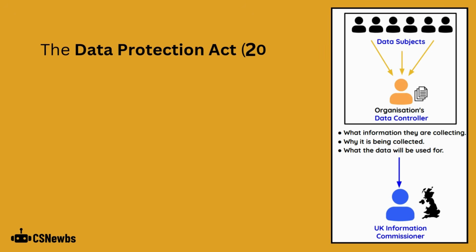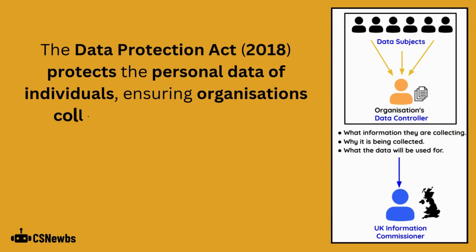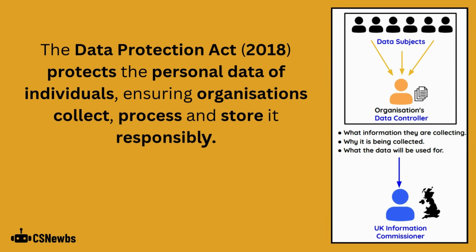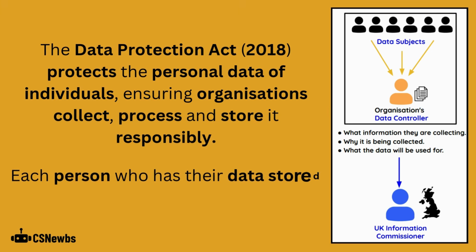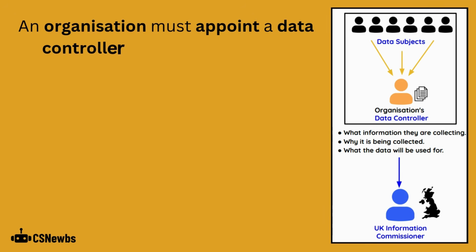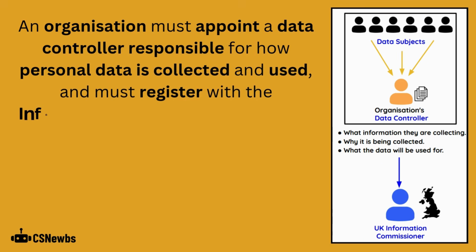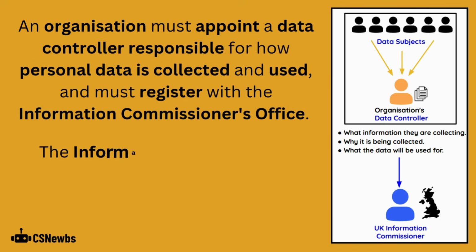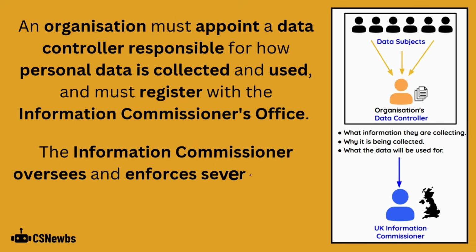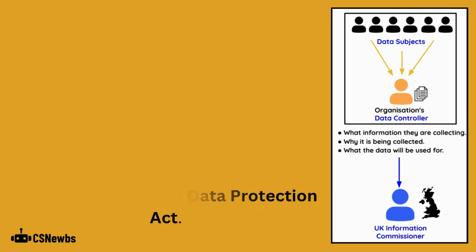The Data Protection Act, which was last updated in 2018, protects the personal data of individuals, ensuring organizations collect, process, and store it responsibly. Each person who has their data stored about them is known as a data subject. An organization must appoint a data controller, responsible for how personal data is collected and used, and must register with the Information Commissioner's Office. The Information Commissioner oversees and enforces several laws in the UK, primarily the Data Protection Act.